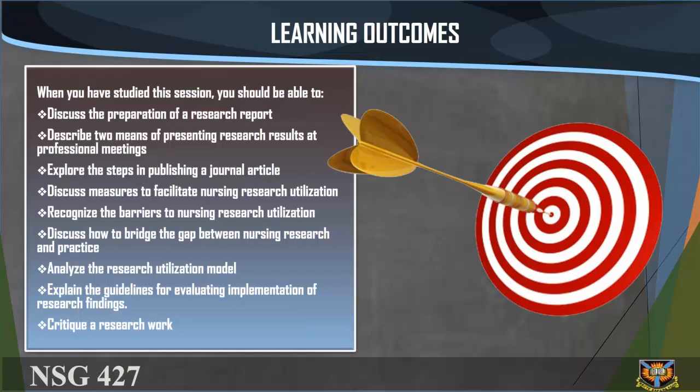6. Discuss how to bridge the gap between nursing research and practice. 7. Analyze the research utilization model. 8. Explain the guidelines for evaluating implementation of research findings. And 9. Critique a research work.